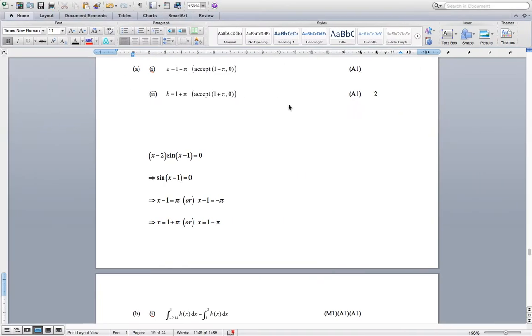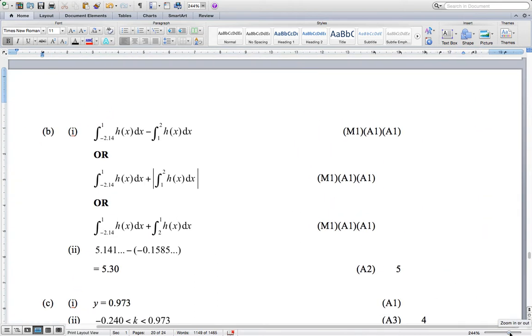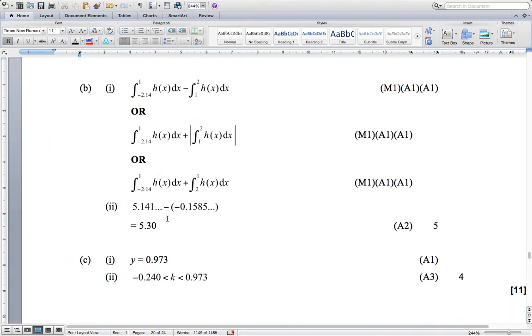So let us look at the answer scheme. Here, this is what I said: minus 2.14 to 1 of h of x dx, plus the absolute value of the integral from 1 to 2 of h of x dx. So this is the expression. Now you can find this using your calculator. You find this value, then find the absolute value of the other, and then you can add them. You'll get 5.30 as the answer.